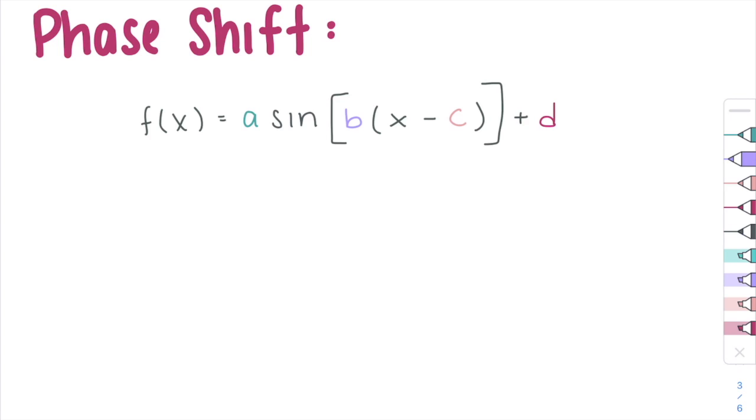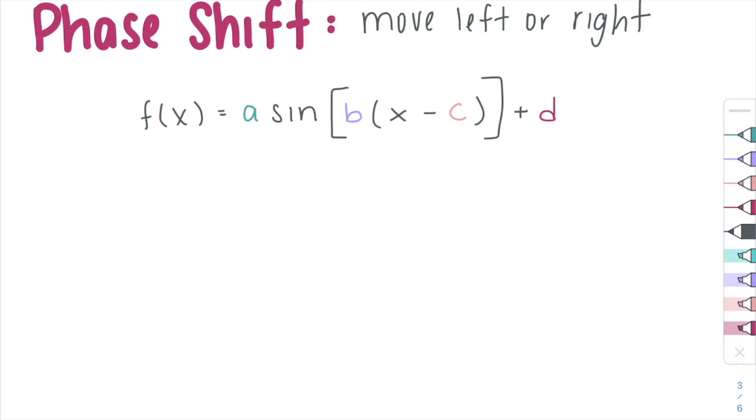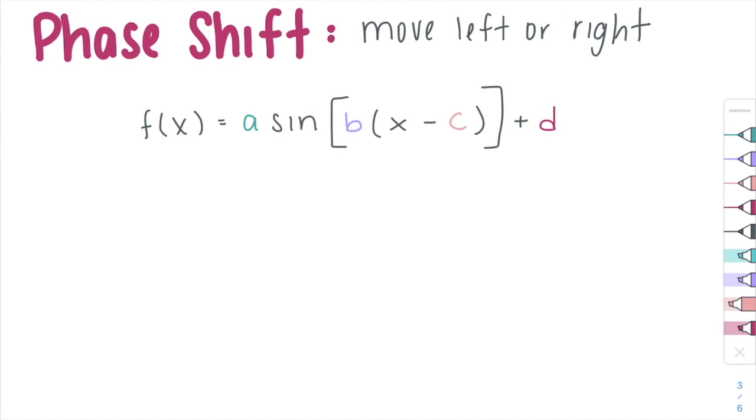So this is still going to move left or right. It's still going to be that number inside the parentheses with the x, and it's also still going to be a negative c will move right, a positive c moves left.